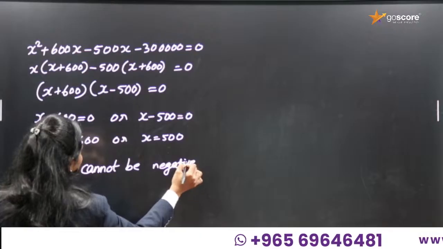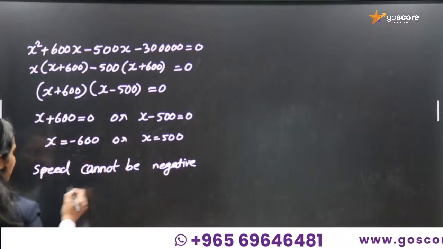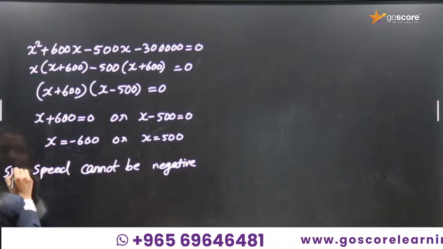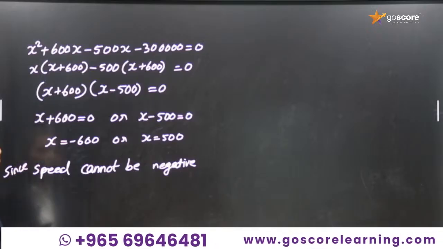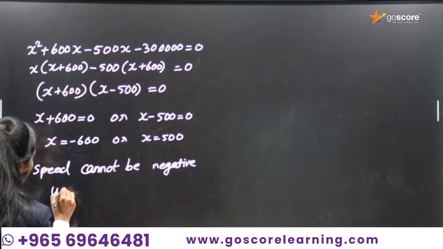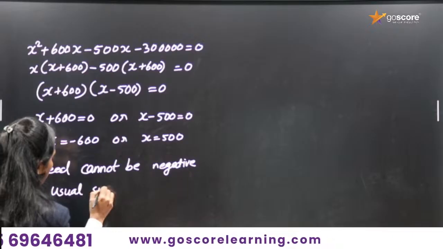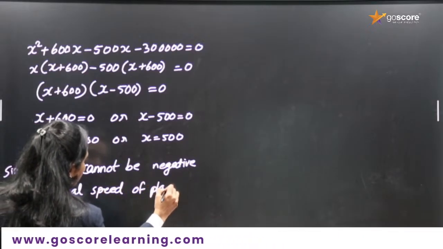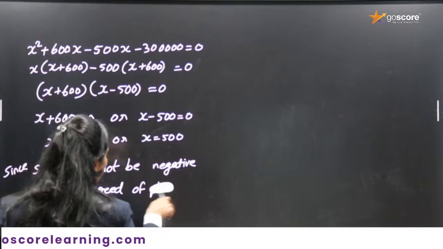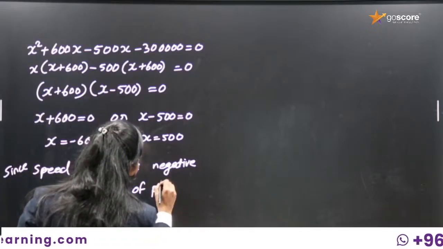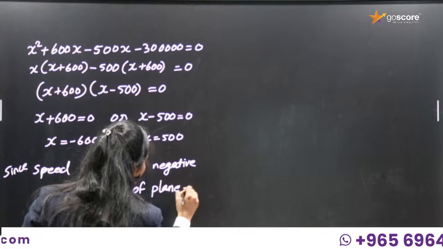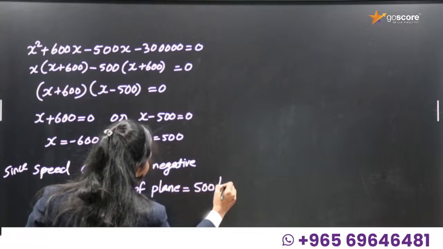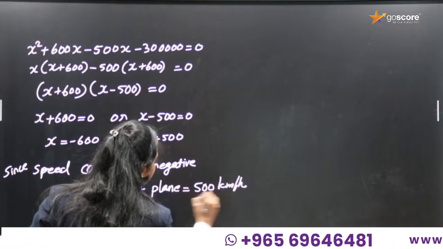Speed cannot be negative. We are finding the speed, right? Since speed cannot be negative, the usual speed of the plane is equal to 500 kilometers per hour.